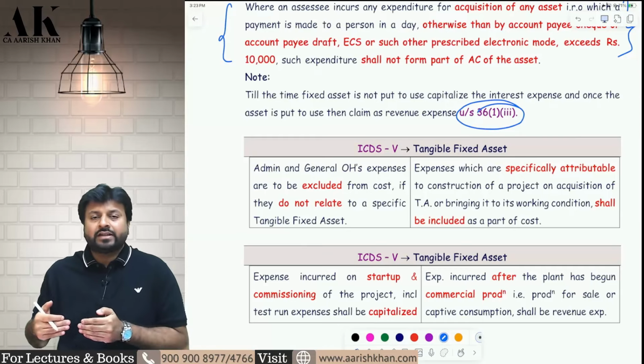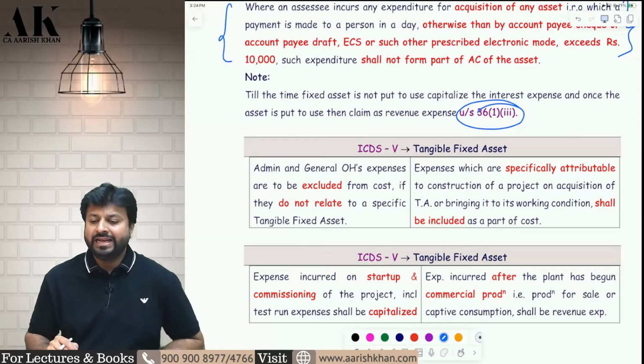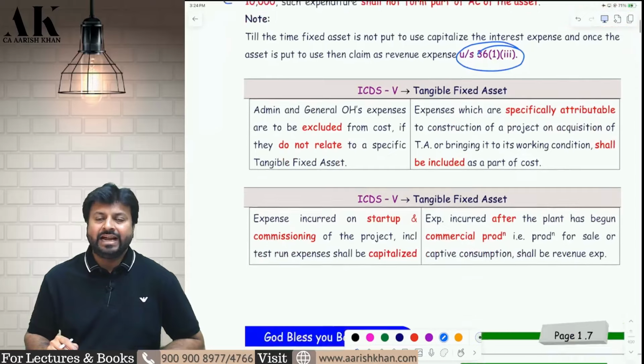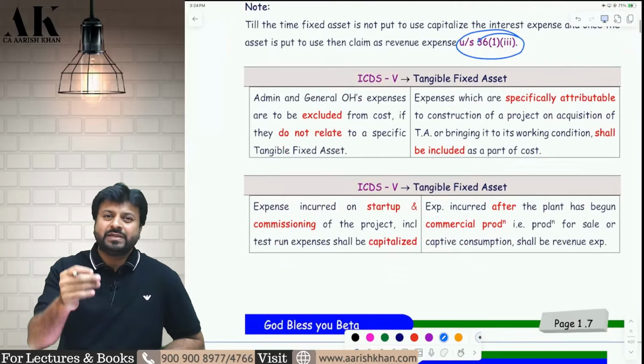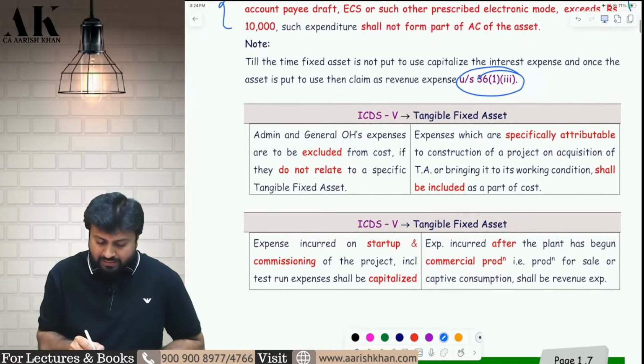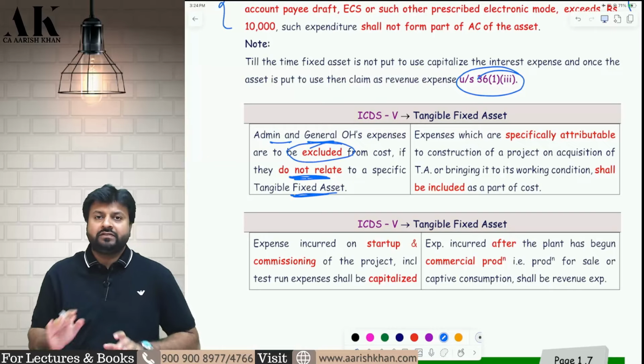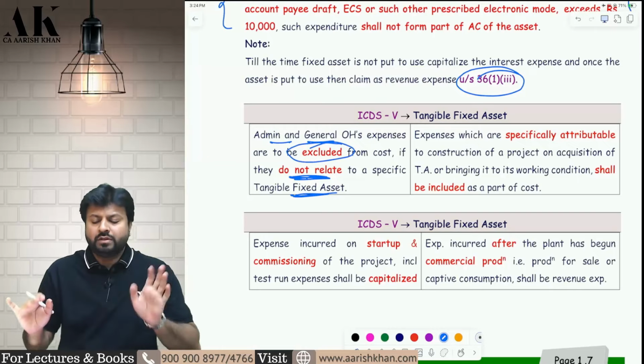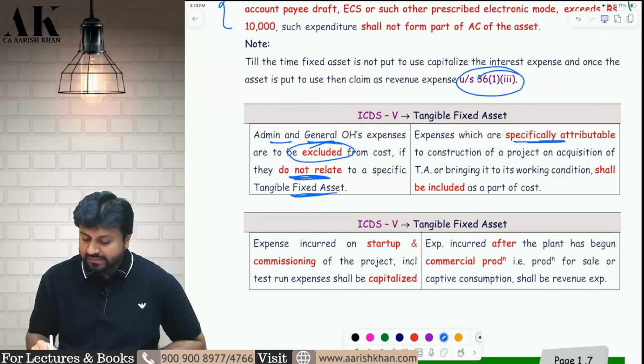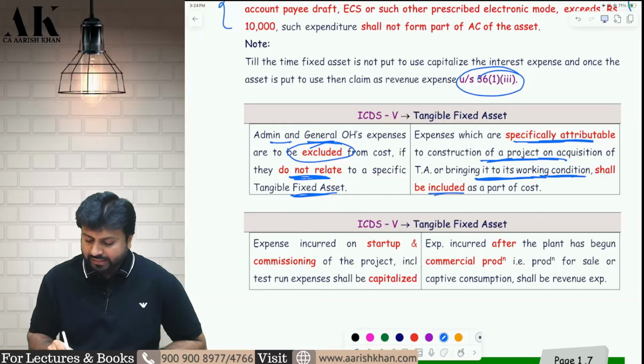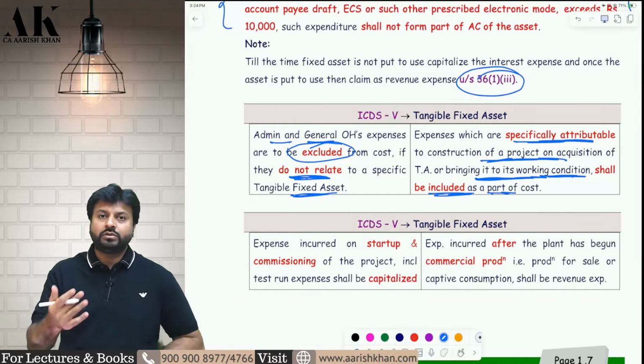Now there are some extracts of ICDS here which explain exactly what the treatment of different expenses with respect to an asset has to be. For example, if there are admin and general overheads which are not related to the fixed asset, then they have to be excluded from the cost of the asset. If the expenses are specifically attributable to a particular project and necessary for bringing it into working condition, then you have to include them as part of cost.